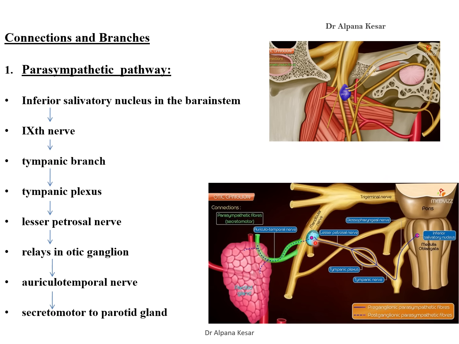These fibers relay into the otic ganglion. The postganglionic fibers arising from the otic ganglion pass into the auriculotemporal nerve to reach the parotid gland. Thus, it controls the secretions of the parotid gland.